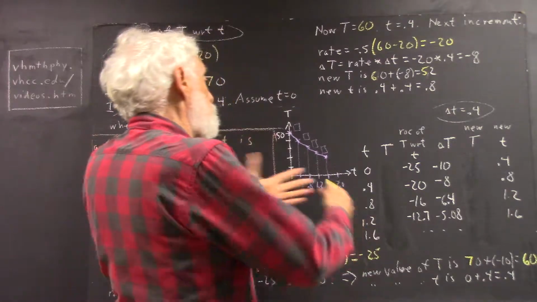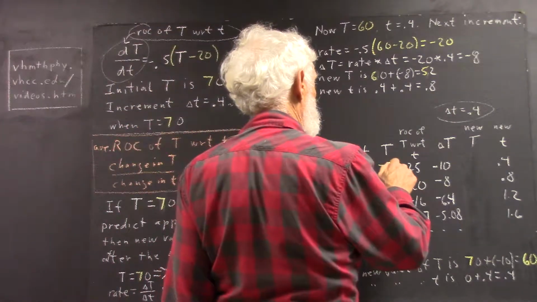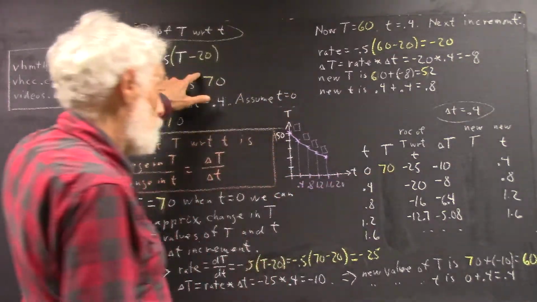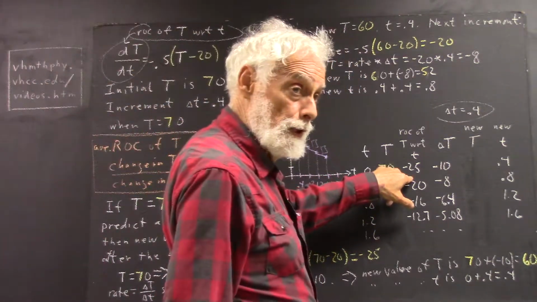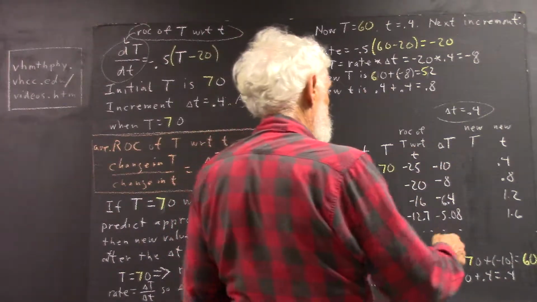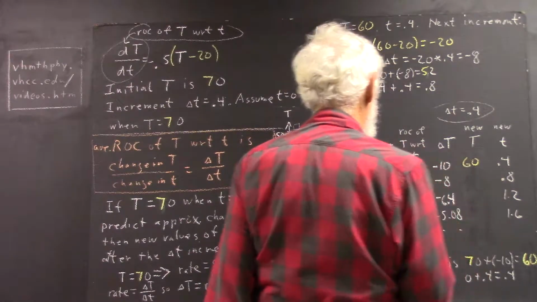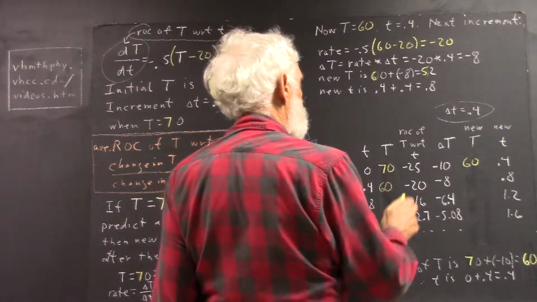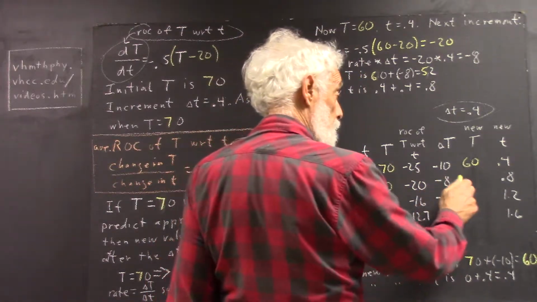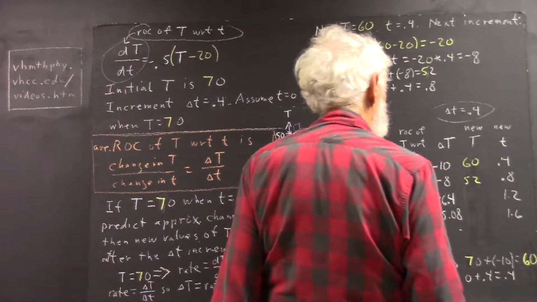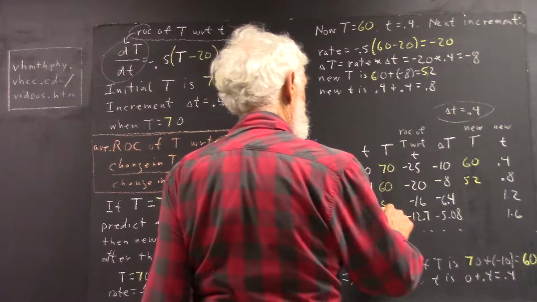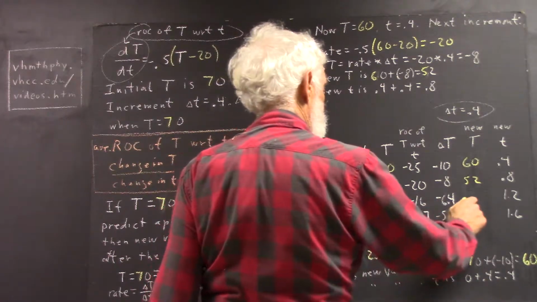So on our table, our big T is 70. Putting 70 into our new rule, we still get the same rate of change that we had previously. And our change in temperature is the same as it was previously, so our new temperature is 60. Calculate the rate, we get this. Multiply the rate by the delta little t, we get negative 8, so we get 52. We increment our time, so now we have 52 here, etc.